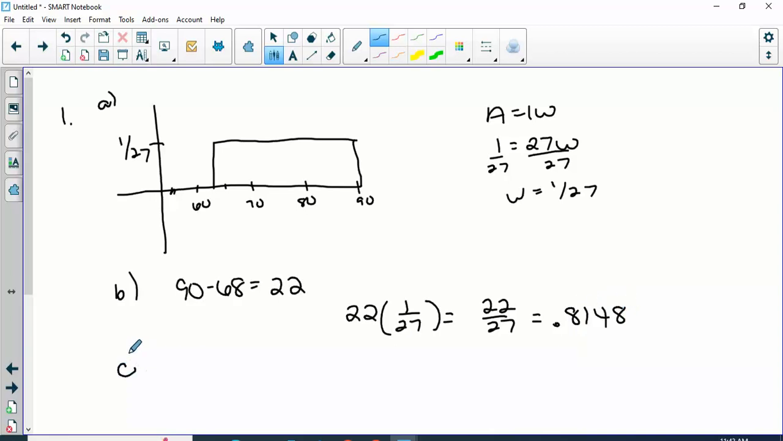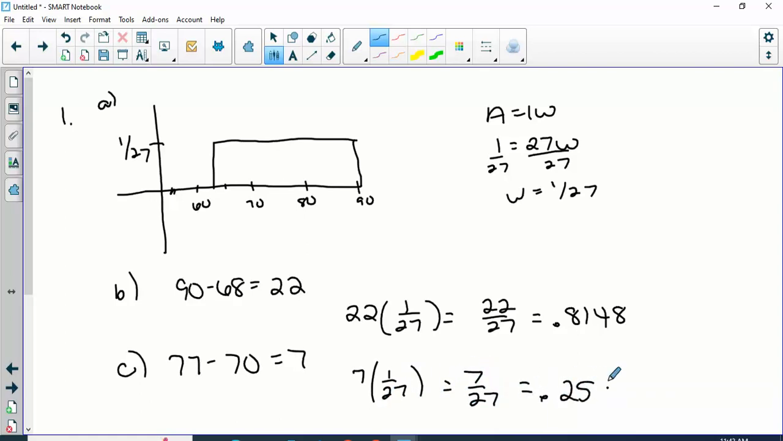or 0.8148. Part C, probability is between 70 and 77. So if we subtract those, that's a width of 7. So length times width, we get 7 over 27, 0.2593.